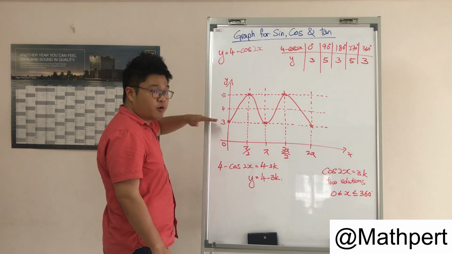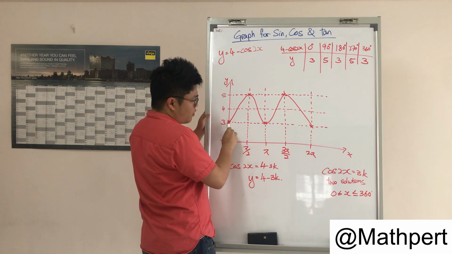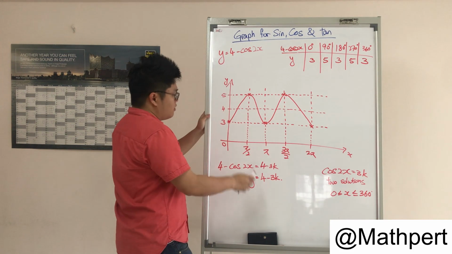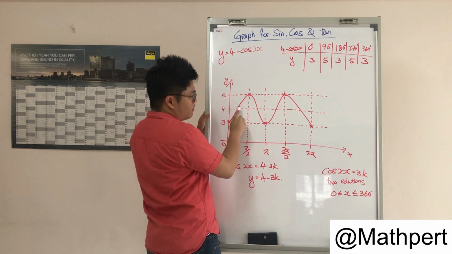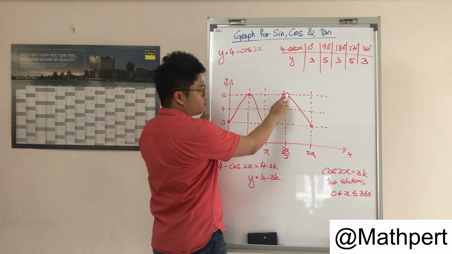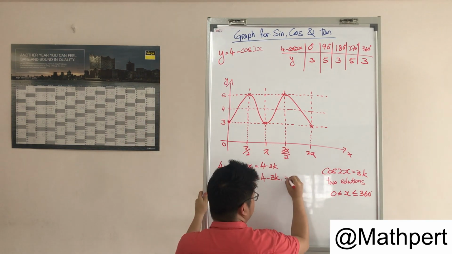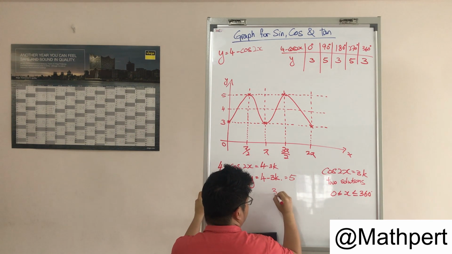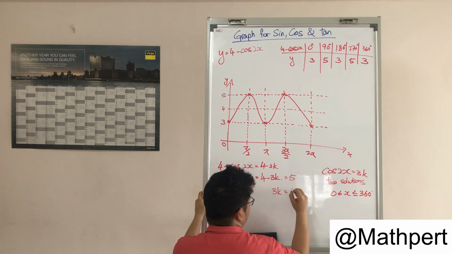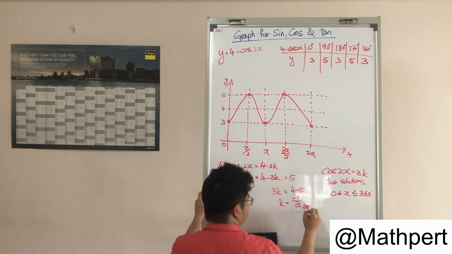So let's take a look starting from 3. If y equals to 3, how many intersection points? 1, 2, 3. Cannot. What if equals to 4? 1, 2, 3, 4. 4 intersection points. Cannot. So what if equals to 5? 1, 2. Only 2 intersection points, meaning 2 solutions. So we can say this is equal to 5. So 3k is equal to 4 minus 5. K is equal to minus 1 over 3.